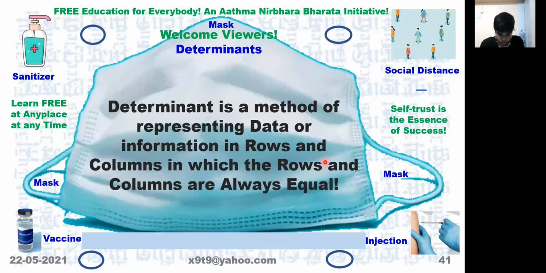Now, in your book, they have mentioned we have to learn the matrices also. But before the matrices, we have to learn the determinants. So maybe you might have studied in the first PUC. Determinants, matrices. Okay. Now, what is a determinant?